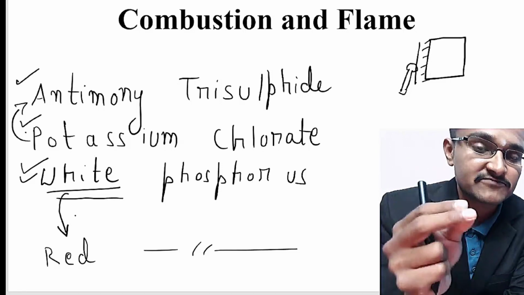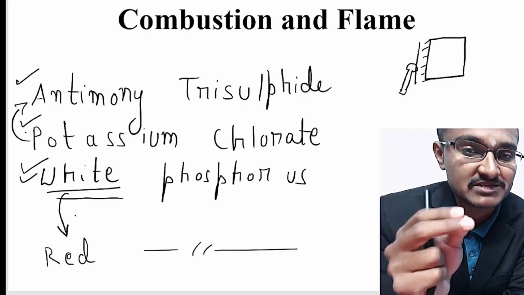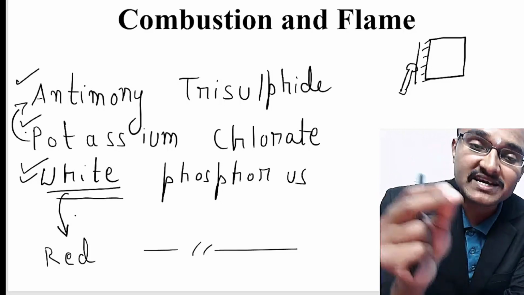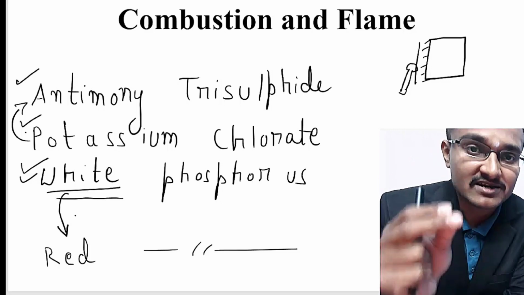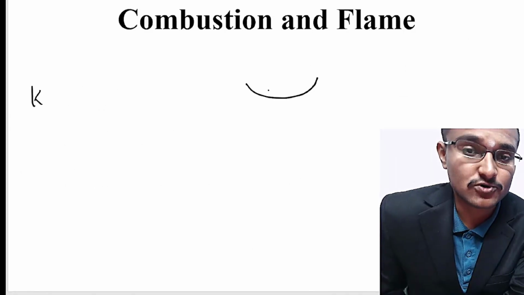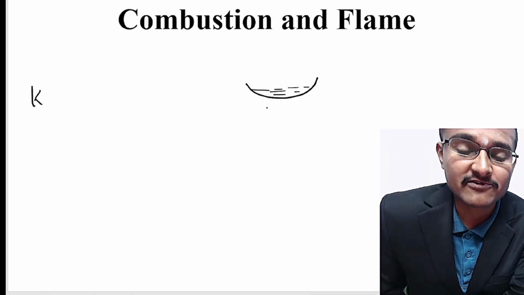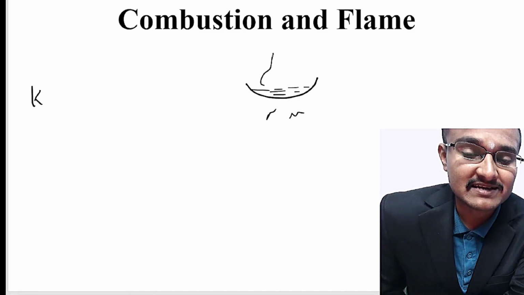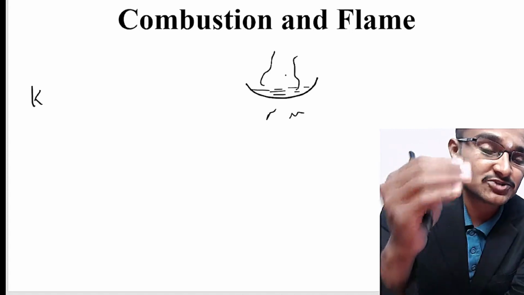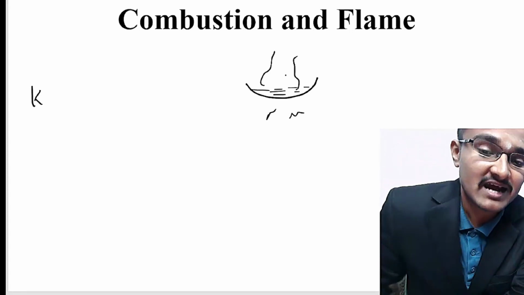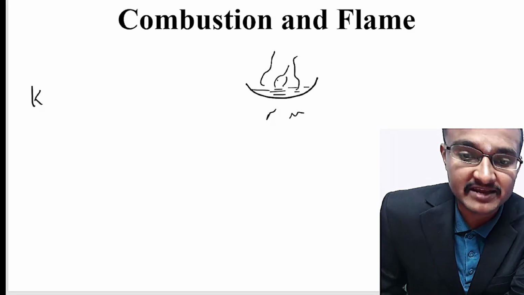Here white phosphorus or red phosphorus, which are used in matchsticks, have very less ignition temperature. Because they have very less ignition temperature, they catch fire immediately. You might have seen in your home, when you heat oil for a longer time on the gas stove, this oil suddenly starts catching fire. That shows the temperature of that oil has reached the ignition temperature, and hence the oil starts catching fire.